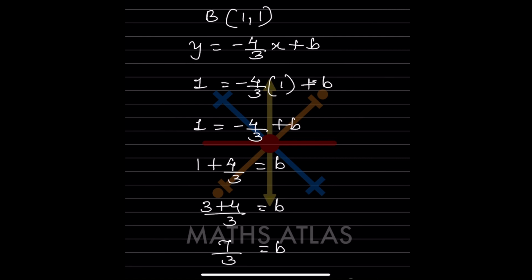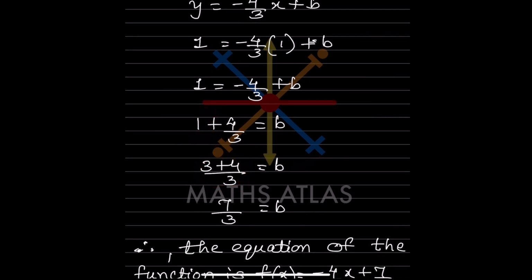that is b. Now you take the LCM, which is 3. So what will you get here? 3 plus 4 by 3. This is what is written here, that is b. So that is going to be 7 by 3, that is b.